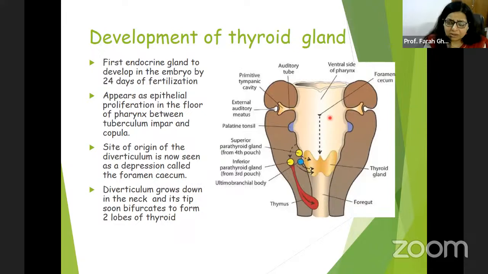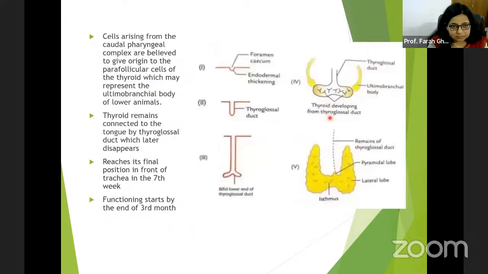It's a blind foramen. So foramen cecum is basically a blind foramen just caudal to the tuberculum impar, and that is the site for the development of diverticulum that is growing downwards in the middle of the neck and forming the thyroid gland by getting bifid at its end or at its tip. This is the picture I have taken. This is foramen cecum. It is a depression, and this is an endodermal thickening which grows down in the form of a duct. That duct has been named as the thyroglossal duct.